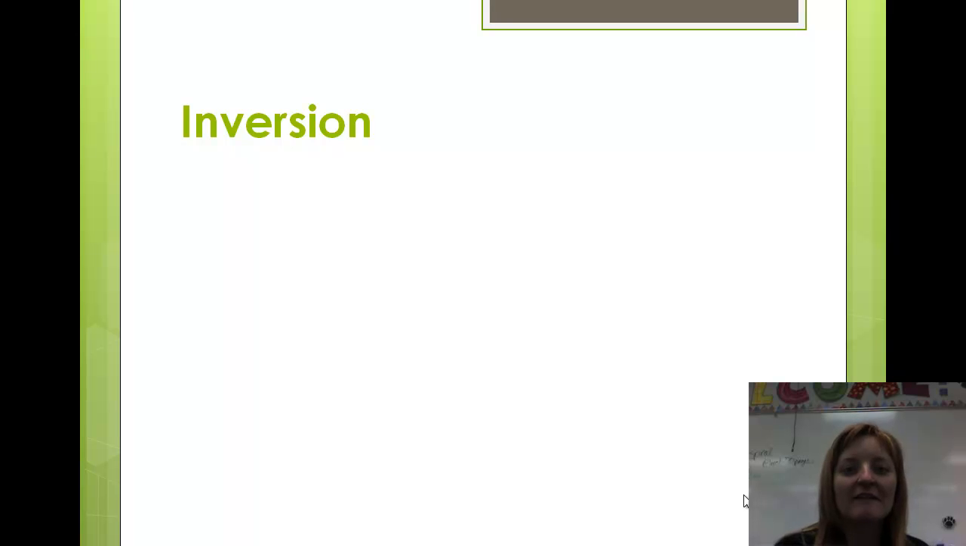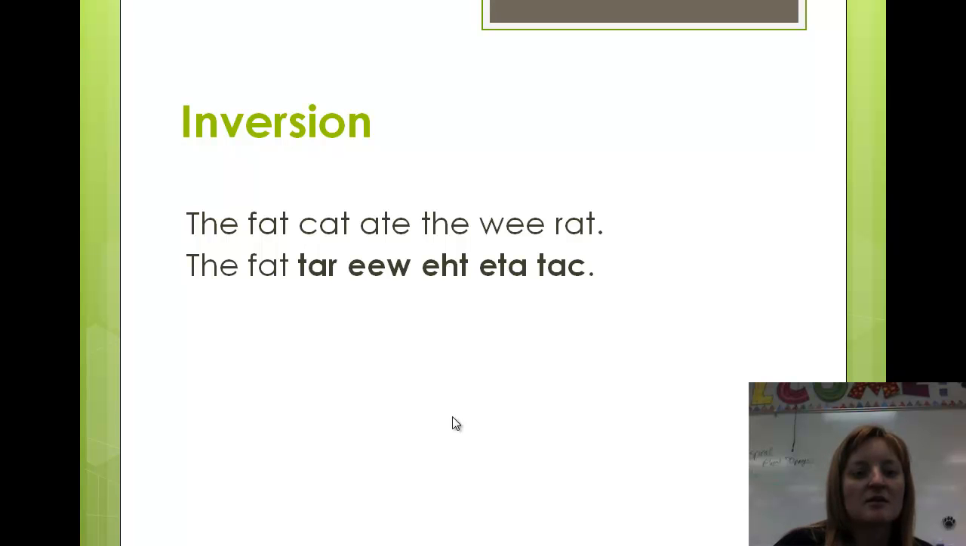All right, inversion. Inverted means like inside out. So if you were to wear your shirt inside out, we would call it an inversion. So here we have the fat cat ate the wee rat, and then all of a sudden we look at the fat tar u eta tac. Well, that doesn't sound like English, but as you see, we've inverted. Here's cat, now cat is backwards and over here.